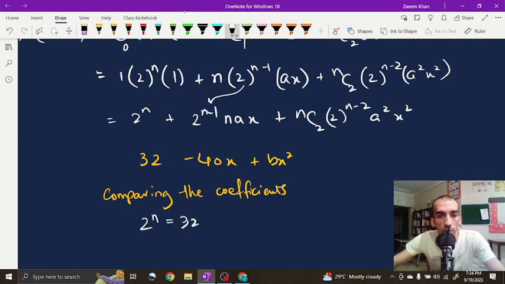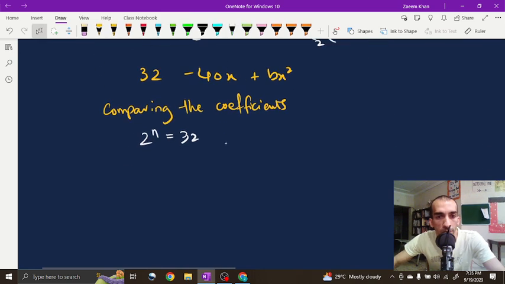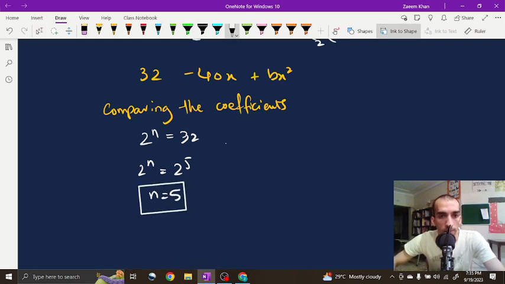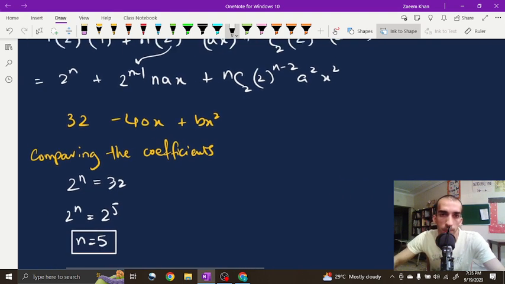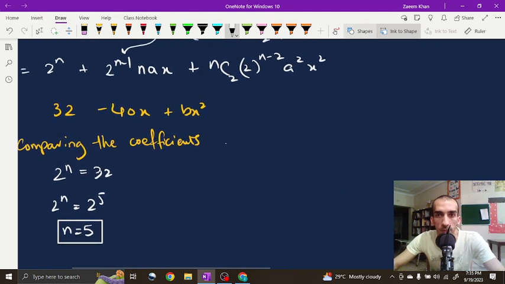Now what raised to the power of 2 would give us 32? That's going to be 2 raised to the power 5, if you remember the rules of indices. So what is the value of n? 5. What do we do next? Now we have n. So we know that wherever n is written in the expansion, it is 5. Now we are going to compare x. Let's do the second term. This is the coefficient of x and this is the coefficient of x.